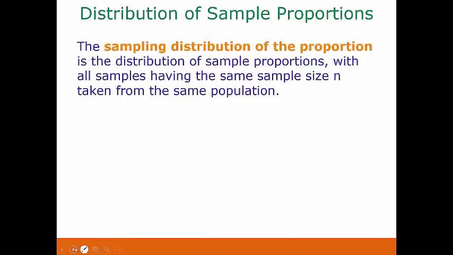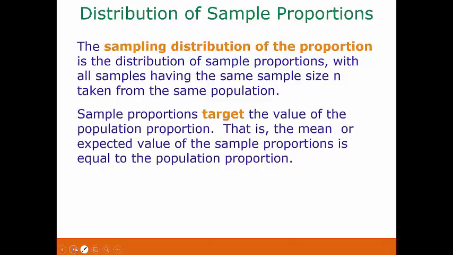Now let's talk about the distribution of sample proportions. Remember, we're talking about all possible samples of size n from a particular population. So the sampling distribution of the proportion is the distribution of sample proportions with all samples having the same sample size n taken from the same population.